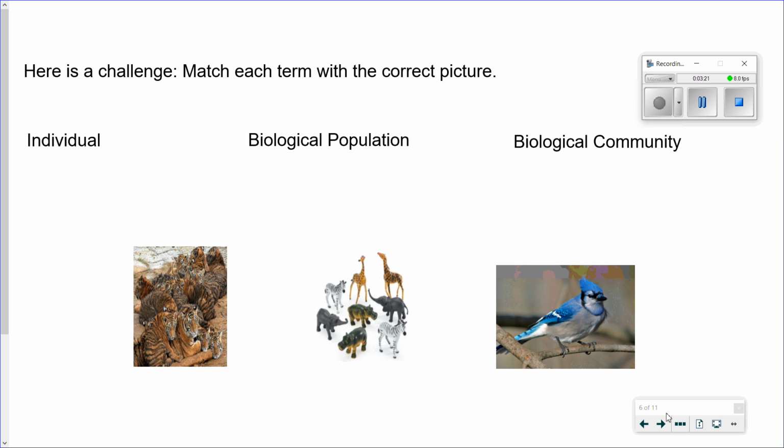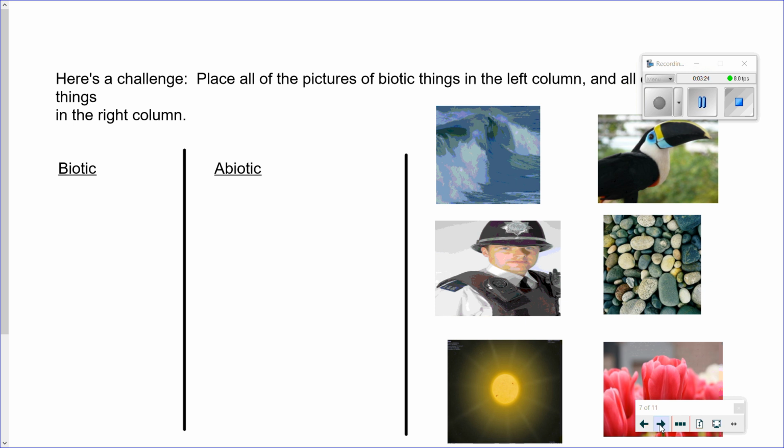All right, let's move ahead. Here's another challenge for you. What you're going to do is look at these 6 images and consider which images show biotic things and which images show abiotic things. Again, you can do this in your head, or if you want to jot down your ideas, that'll be great. And then we'll take up this activity in tomorrow's class. So try it, put the video on pause now. All right, let's move ahead.